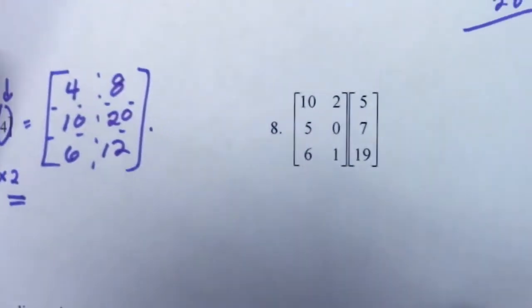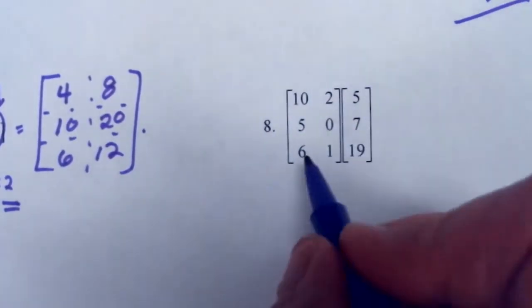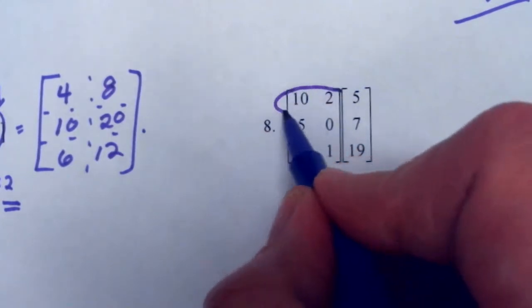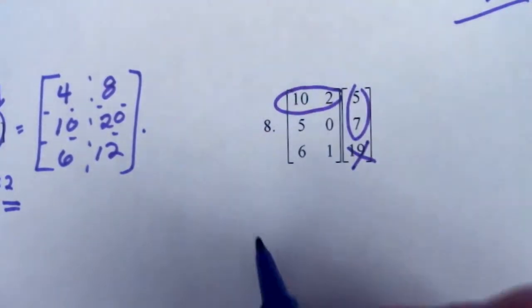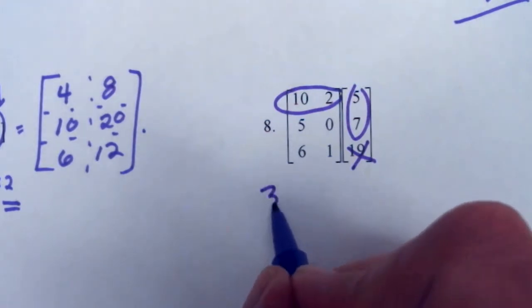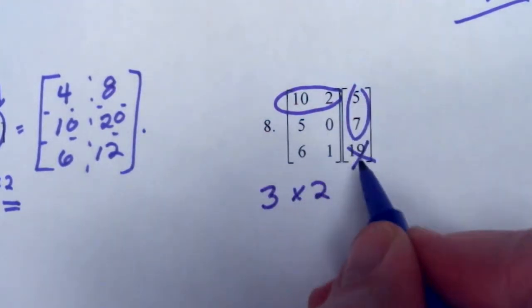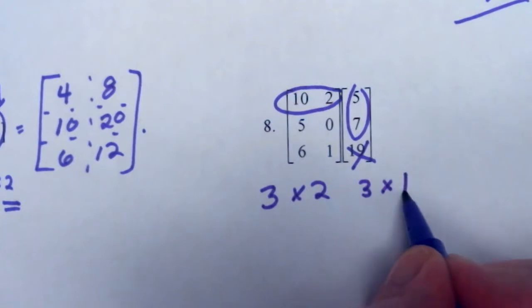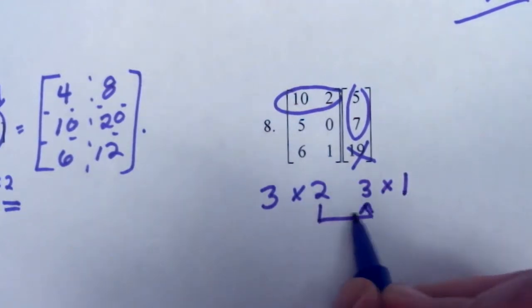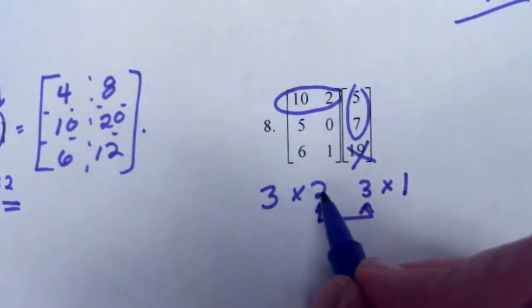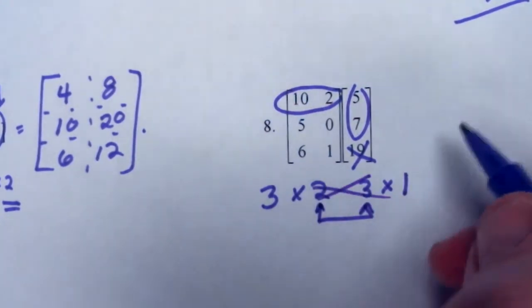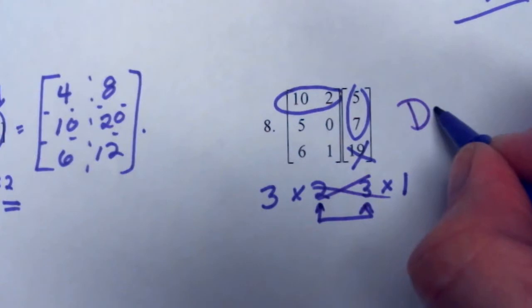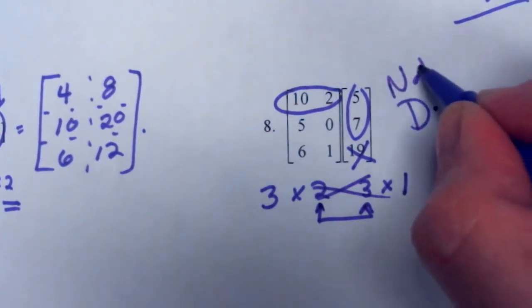All right, number 8. If I multiply these together, combining the rows with the columns, apparently the dimensions don't match. So let's look at that. This is a 3 by 2. This has 3 rows and 1 column. The number of columns in the first doesn't match the number of rows in the second. So this cannot be done. So we say this is not defined.